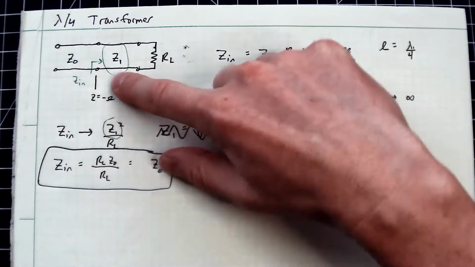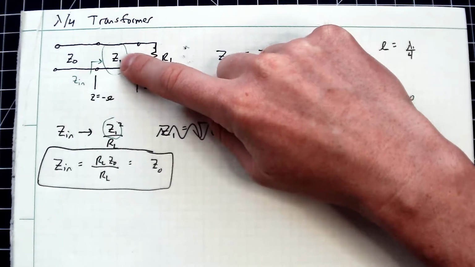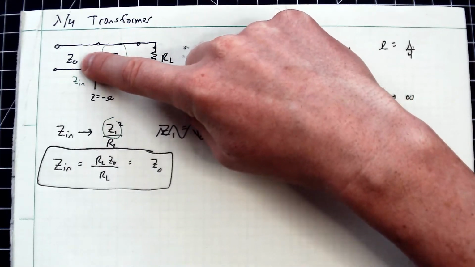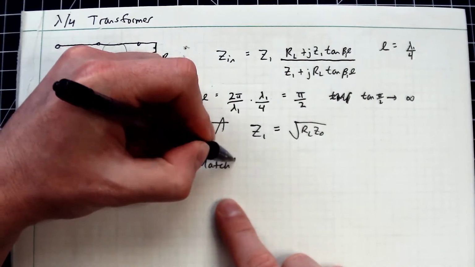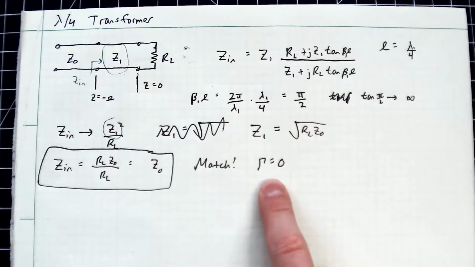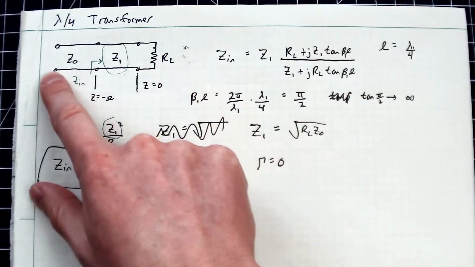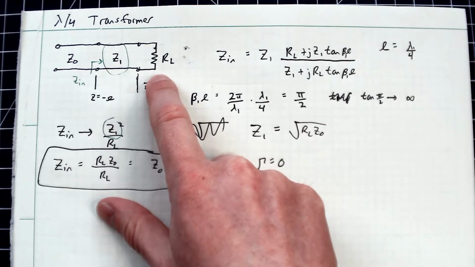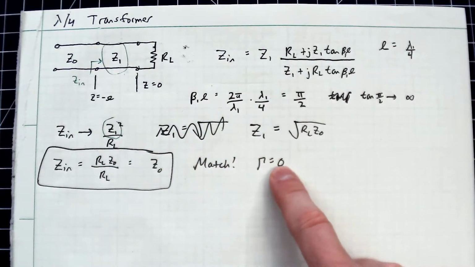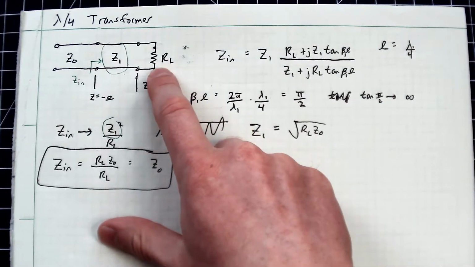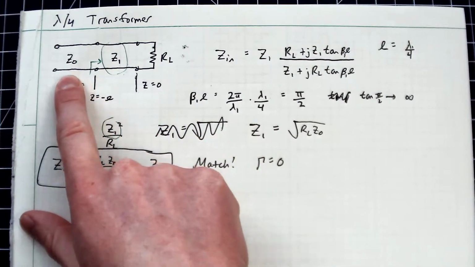So in other words, the equivalent input impedance into this quarter wavelength thing with this load is matched to my original transmission line. So what that means is, if there's a match, that means gamma is equal to 0. No reflections. There will just be a net flow of energy going down this transmission line and dumping into the load. No reflections at all. So this is called the quarter wavelength transformer because it acts as if it's transformed the impedance of this load to match the impedance of my incident transmission line.